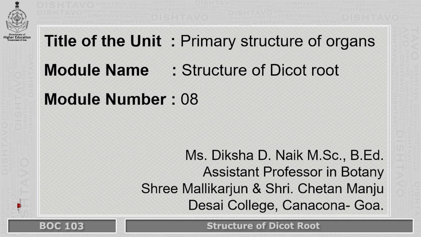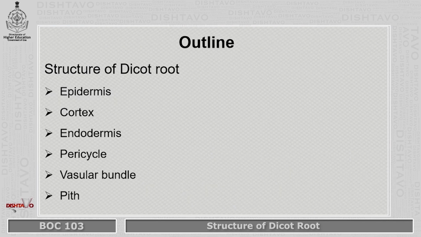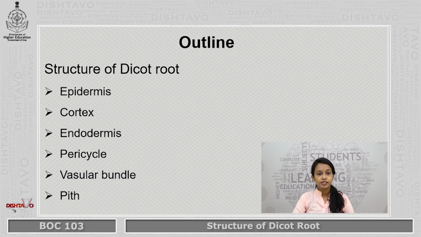In this module, I will be discussing the structure of dicot root from Unit 2, Primary Structures of Organs. This is the outline of my topic: structure of dicot root consisting of epidermis, cortex, endodermis, pericycle, vascular bundle and pith.